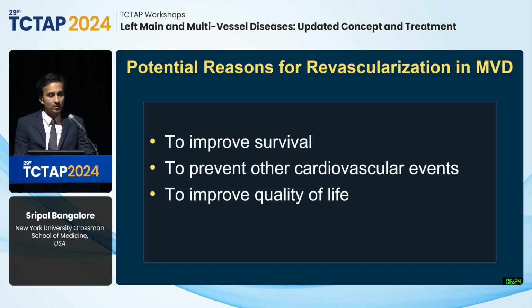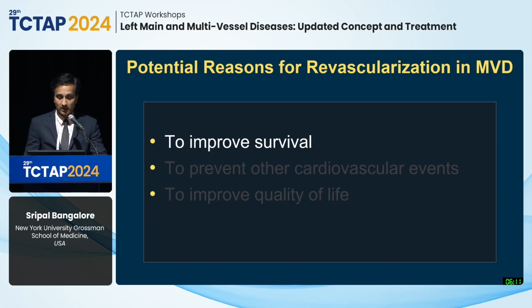So let's talk about multivessel coronary disease and see what ISCHEMIA tells us about the management of these patients, and potential reasons to consider revascularization in multivessel disease: potentially to improve survival, can we prevent cardiovascular events, or improve quality of life?